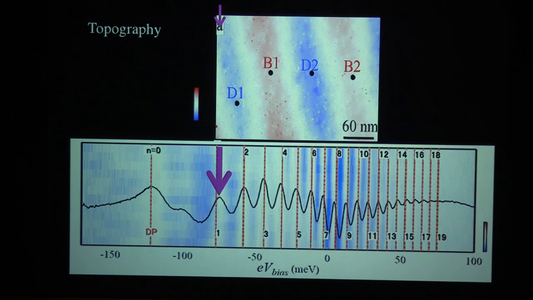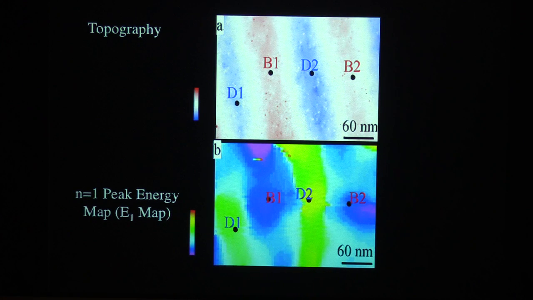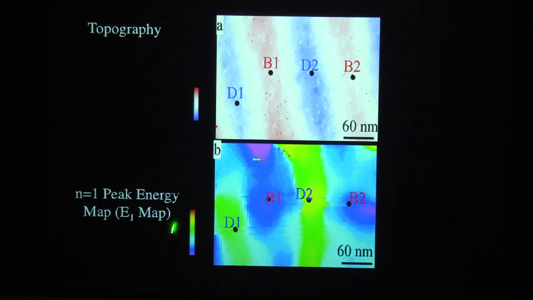Let's actually take a dI/dV map in the magnetic field in the striped region. And then at each point, identify the energy of this peak and plot it as a function of position. If you do that, that's what it looks like. Depending upon whether you're in the dark region, which is the trough, or the bright region, the energy of the Landau level peak is different.